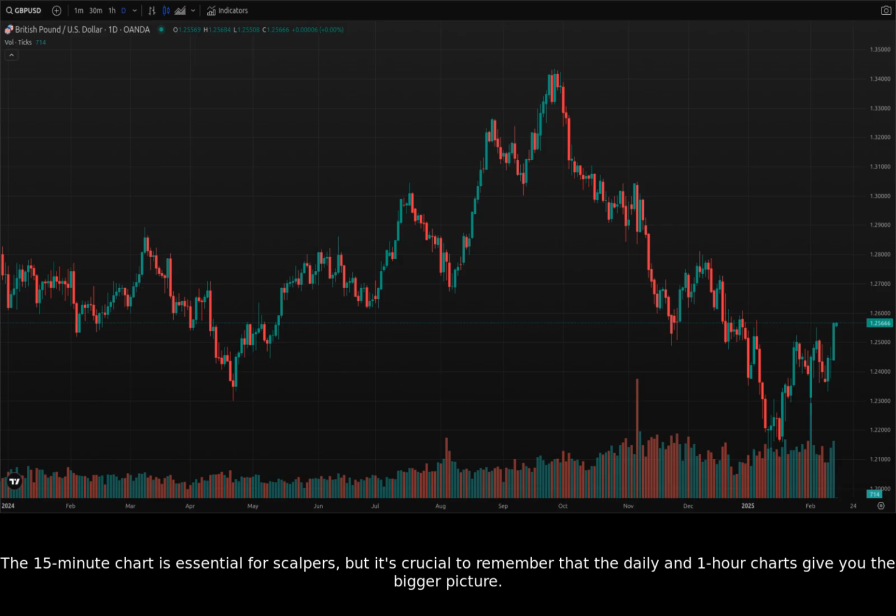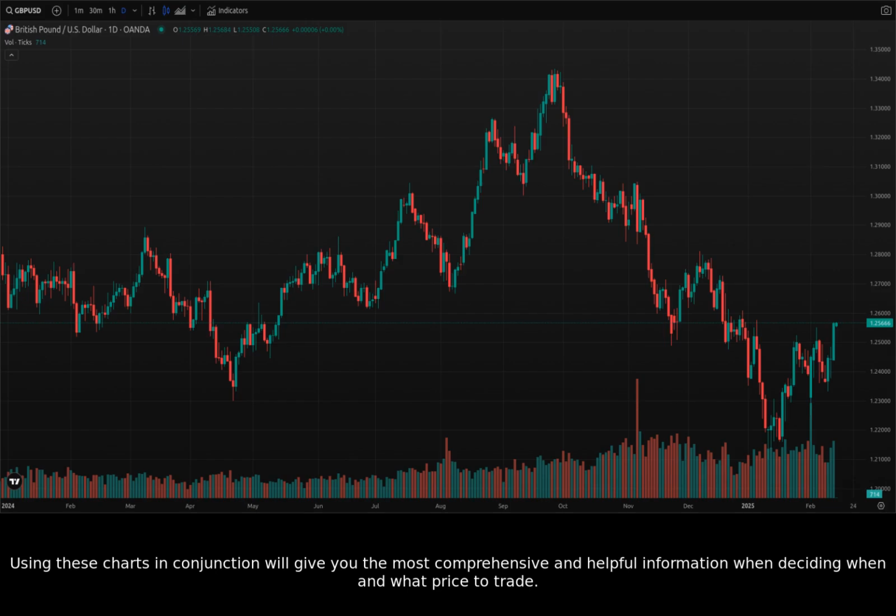The 15-minute chart is essential for scalpers, but it's crucial to remember that the daily and one-hour charts give you the bigger picture. Using these charts in conjunction will give you the most comprehensive and helpful information when deciding when and what price to trade.